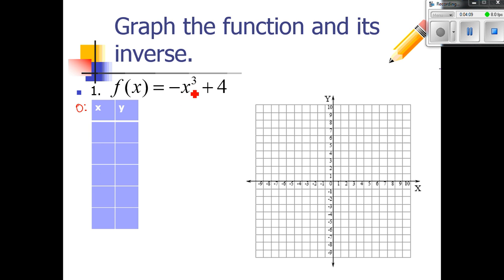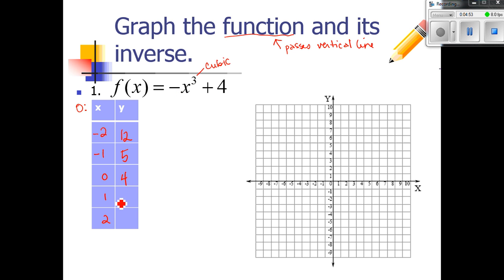This is a cubed function, and it's a function, which means it passes the vertical line test, remember? What is a function? It's where every x has a unique y, right? And this is a cubic function, and we know that with a cubic function, we can plug any values in for x. So I'm just going to go -2 to 2. -2 cubed is -8, times the negative out in front gives me an 8, plus 4 is 12. -1 cubed, excuse me, is -1, times a negative is 1, plus 4 is 5.